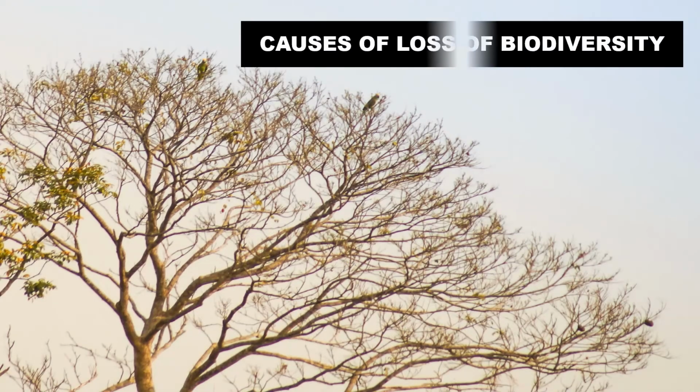Increased linkages with a number of species confer stability. So, if there are a number of species and a number of linkages, then the ecosystem is stable. Now, let us study what causes the loss of this biodiversity.